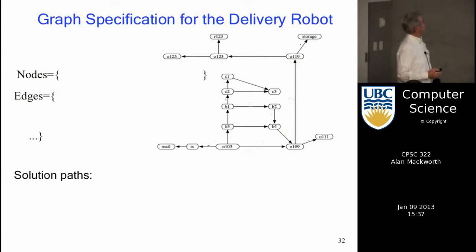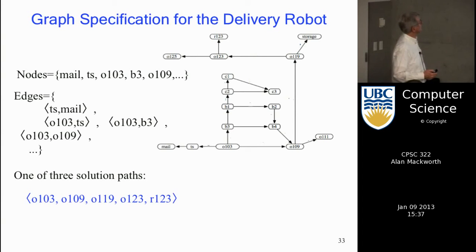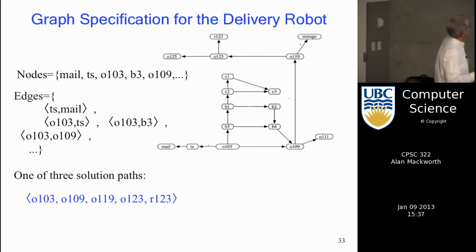And we're going to worry about, say, the delivery robot. Here are the nodes. I've listed them out. Here are the edges. There's an edge TS male. That's that edge there.